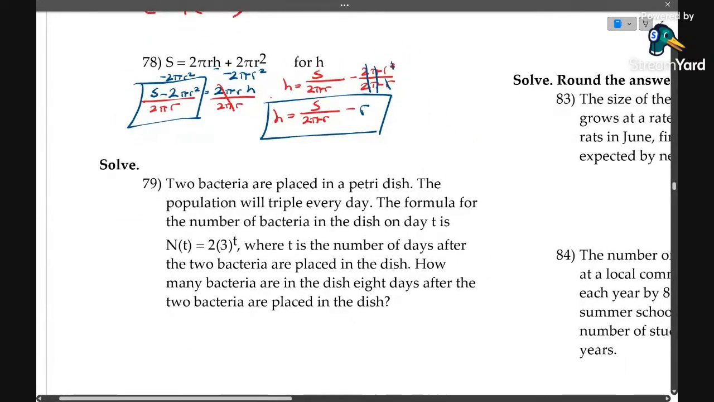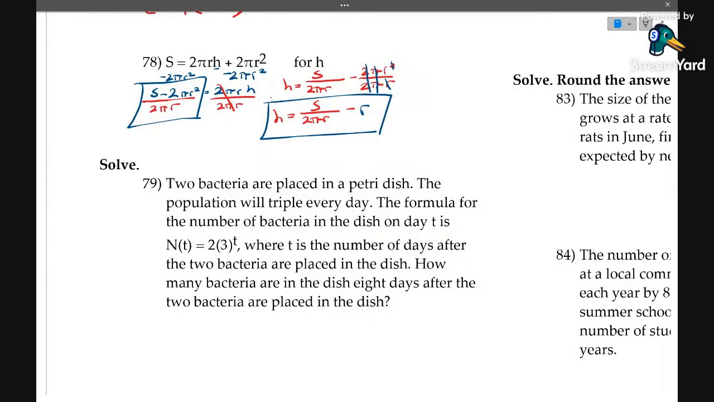All right, so we've got bacteria in a petri dish that triple every day. The formula for the growth is shown here, where T is the number of days after 2 bacteria were placed in a dish. How many bacteria are in the dish after 8 days that they are placed in the dish? So we're just evaluating n of 8. So T represents the number of days.